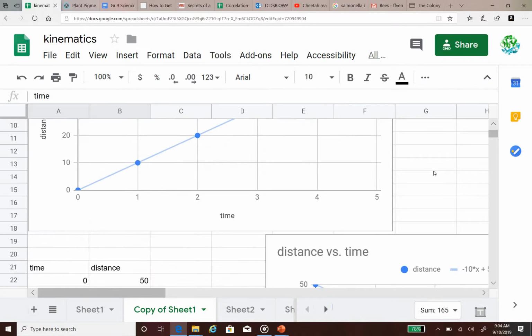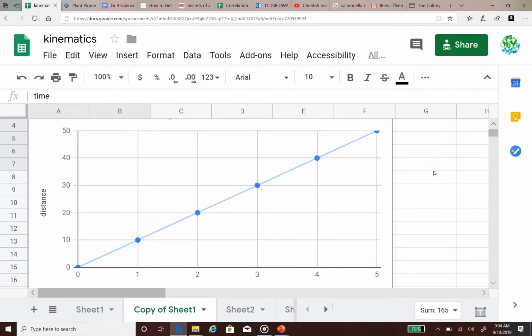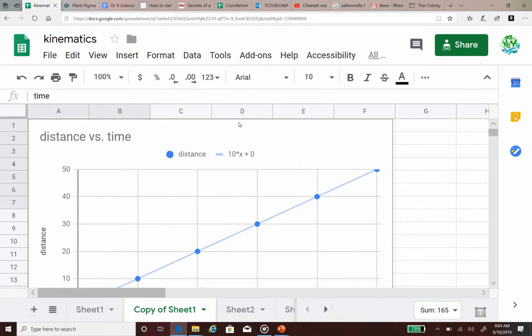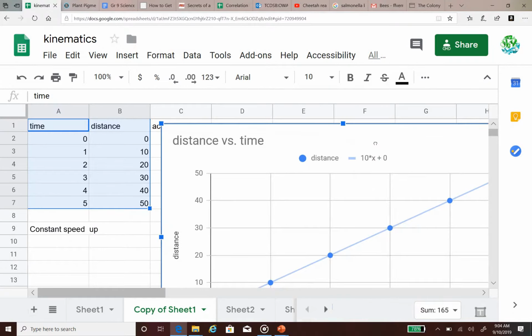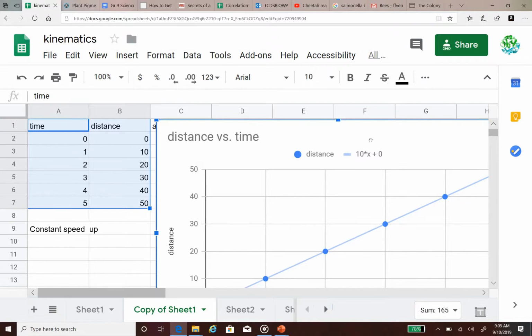Well, because what is this? This is distance on the y-axis and time on the x-axis, right? And what was our distance changing by? It's changing by 10, right? If I move the graph, you'll notice that the distance is changing by 10. Every second the distance changes by 10. So, that's constant.